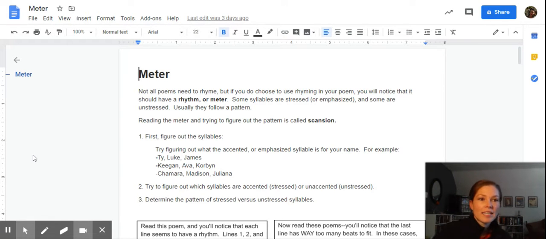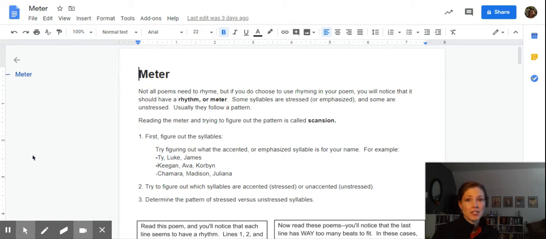All right, so we're going to be talking about meter today. Not all poems have to rhyme, but if you do choose to use rhyming in your poem, you'll notice that it should have a rhythm or a meter. In this, some syllables are stressed or emphasized, and some are unstressed, and usually they follow a pattern. Reading the meter and trying to figure out the pattern is called scansion.